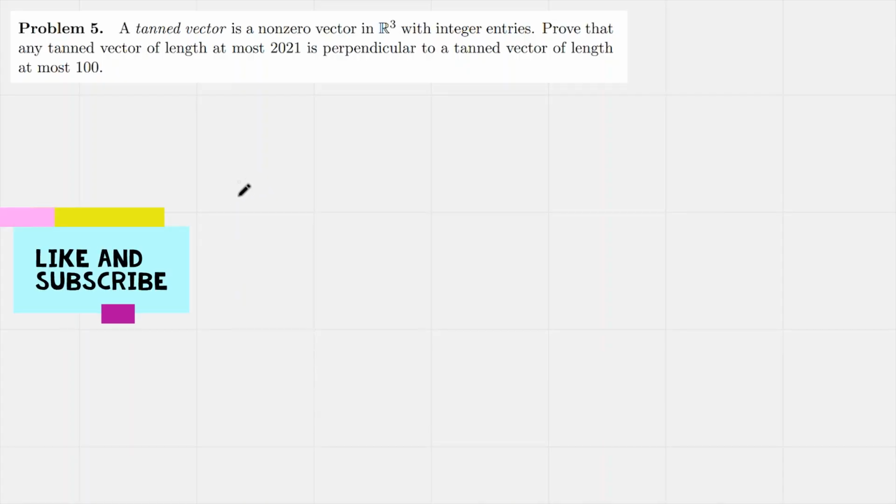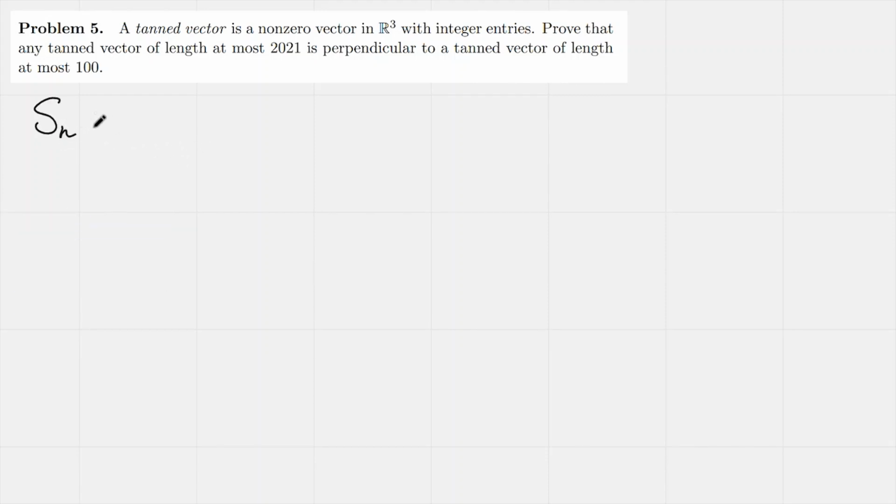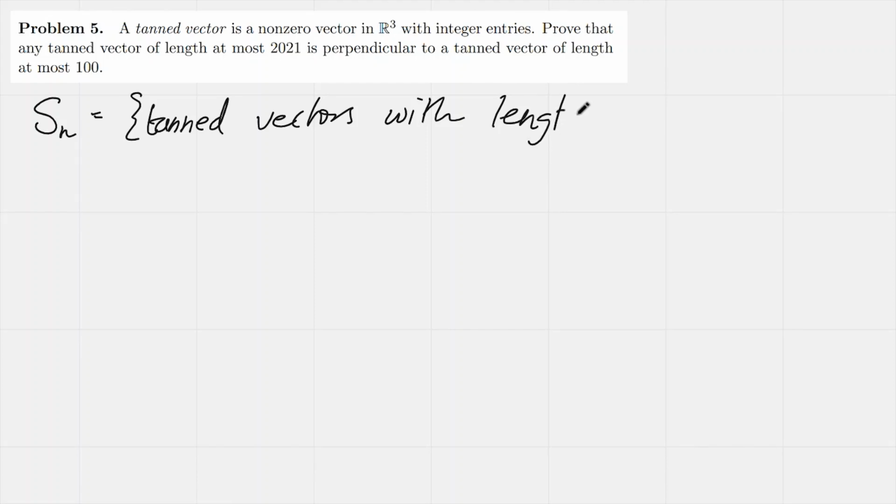Okay, so the way we're going to prove this result is by contradiction. First, let's introduce some notation. I'm going to let Sn be the set of tan vectors with length at most n, sorry, not 100, at most n. So they're at distance at most n from the origin, where we look at the Pythagorean distance, the Euclidean distance, L2 if you wish. Anyway, Sn is this guy here.